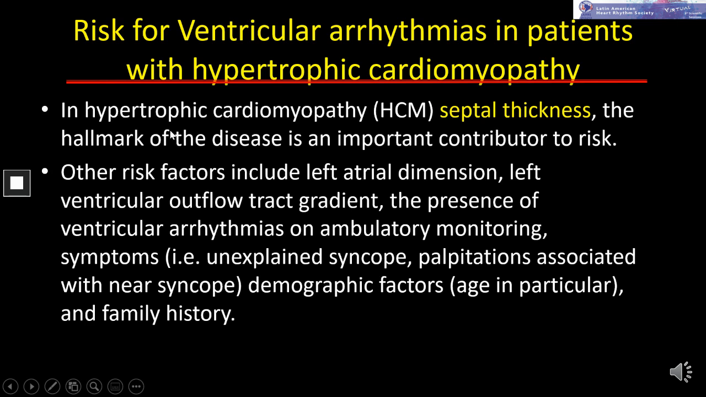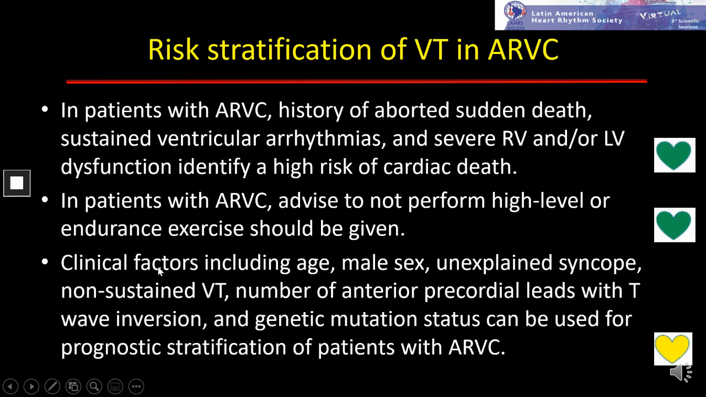In patients with hypertrophic cardiomyopathy, the most important factor is septal thickness. This is a hallmark of the disease and an important contributor to risk. Other risk factors include the left atrial diameter, outflow tract gradient, ventricular arrhythmia, symptoms such as syncope, and the demographic factors such as age and family history. These are also potential risk factors for patients with hypertrophic cardiomyopathy.